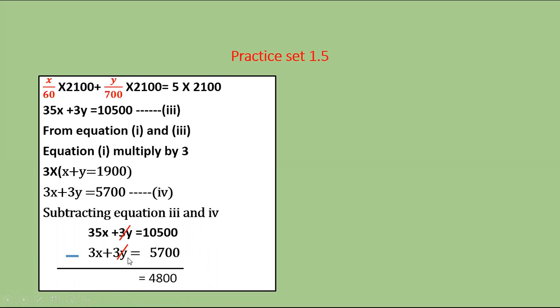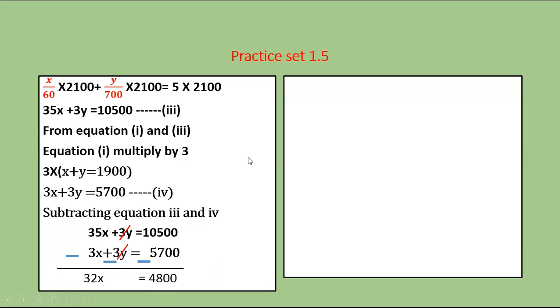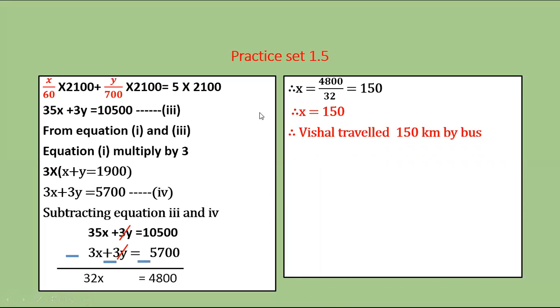Subtract these two equations, minus plus minus minus plus minus. Therefore, plus 3y minus 3y gets 0. 35 minus 3 is equal to 32x is equal to 10,500 minus 5,700 is equal to 4,800. Hence, x is equal to, 32 goes on RHS side, then we get 4,800 upon 32 is equal to 150. Therefore, x is equal to 150. We travel 150 kilometer by bus.